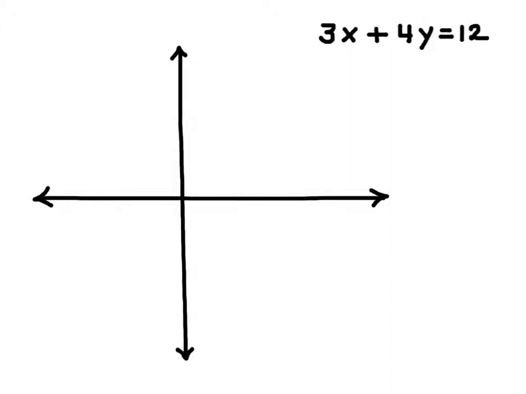Here we have an example of a linear equation, and we're going to graph it on our Cartesian coordinate system. To do this, we're going to find the x and y intercept. When we talk about the x-intercept, we're talking about where on the x-axis our line will intercept.